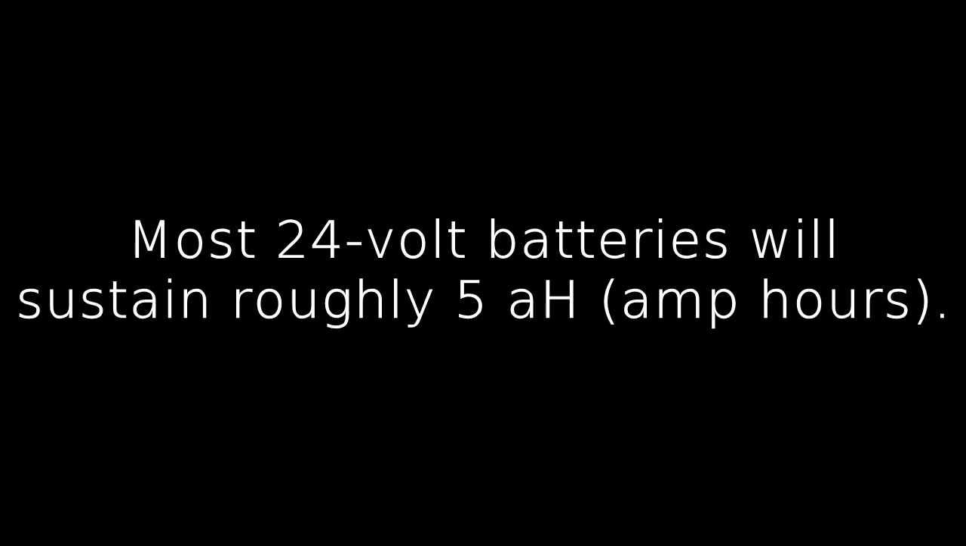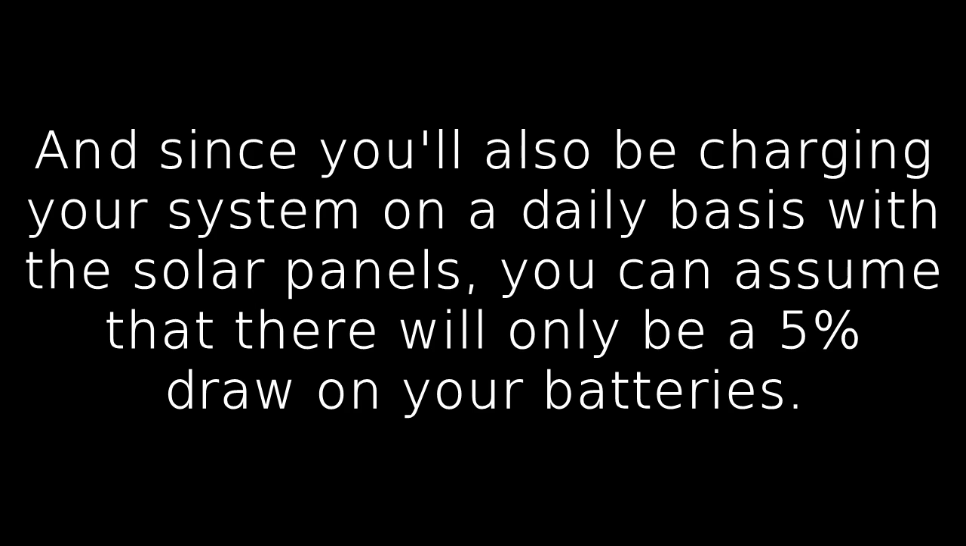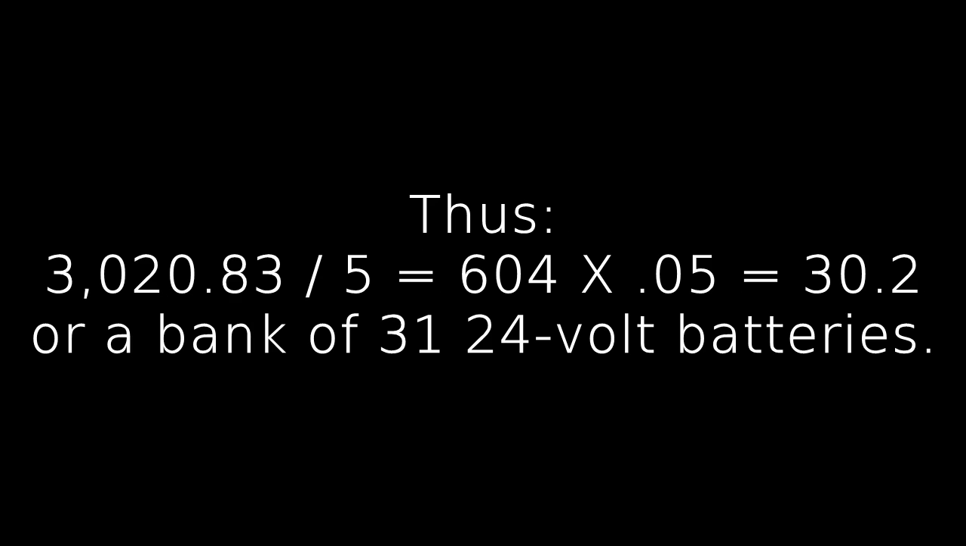Most 24 volt batteries will sustain roughly 5 amp hours, and since you will also be charging your system on a daily basis with the solar panels, you can assume that there will only be a 50% draw on your batteries. Thus, 3020.83 divided by 5 equals 604, times 0.5 for our percentage of draw on the batteries equals 30.2, or a bank of 31 24 volt batteries.